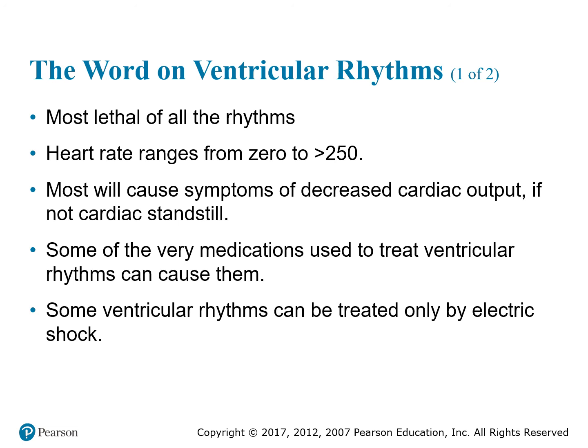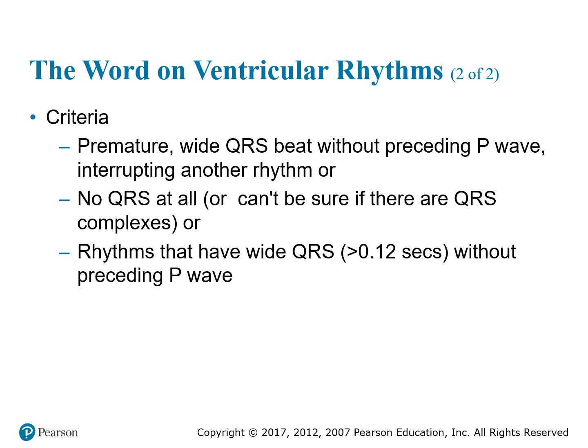If the rhythm or beat in question meets any of the following criteria, it is ventricular in origin. Criteria for a ventricular beat or rhythm: premature, wide QRS beats without preceding P waves, interrupting another rhythm; or no QRS at all, or you cannot be sure if there are QRS complexes; or rhythms that have wide QRSs, greater than 0.12 seconds, without preceding P waves.